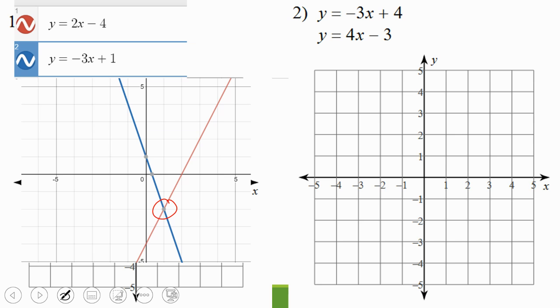So right here is where they intersect. The coordinate of that point is 1, negative 2. So 1, negative 2 is the solution. Notice there's two answers. Same thing for the next one.